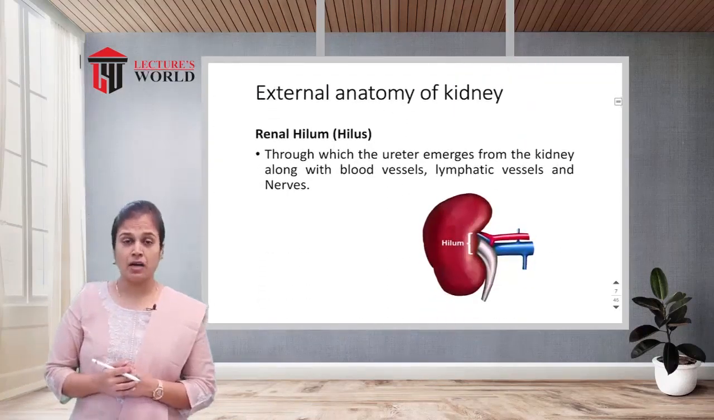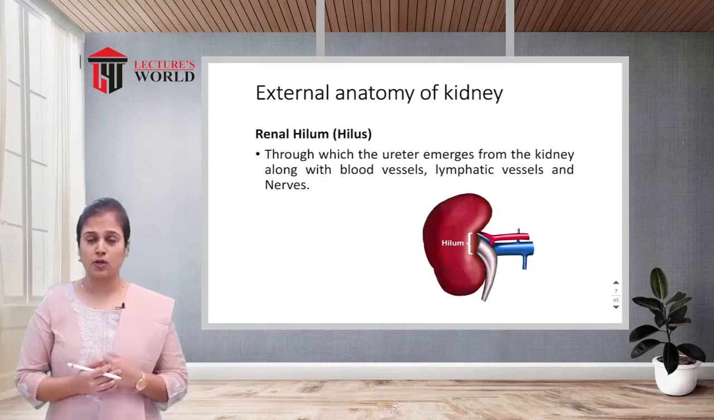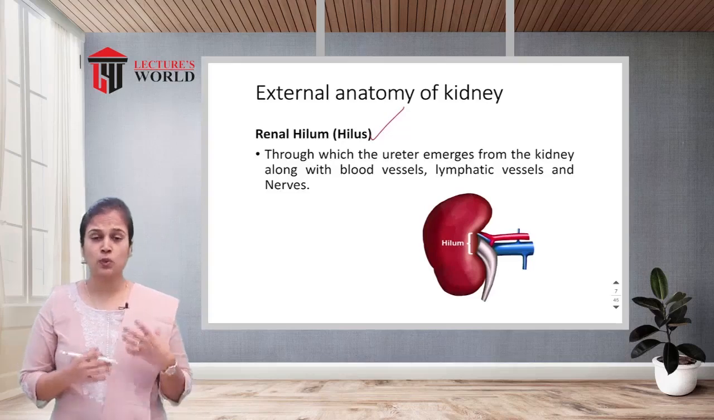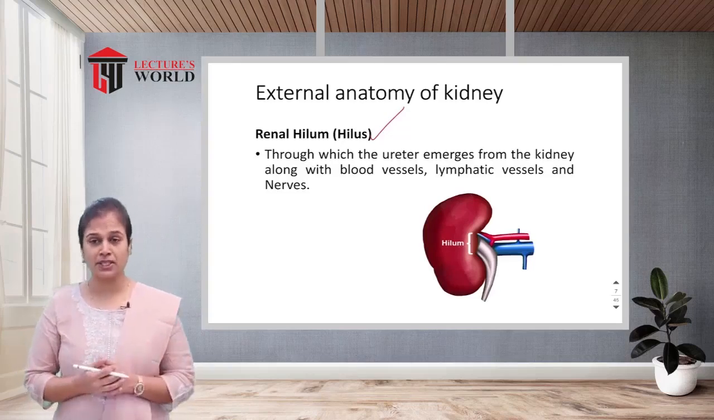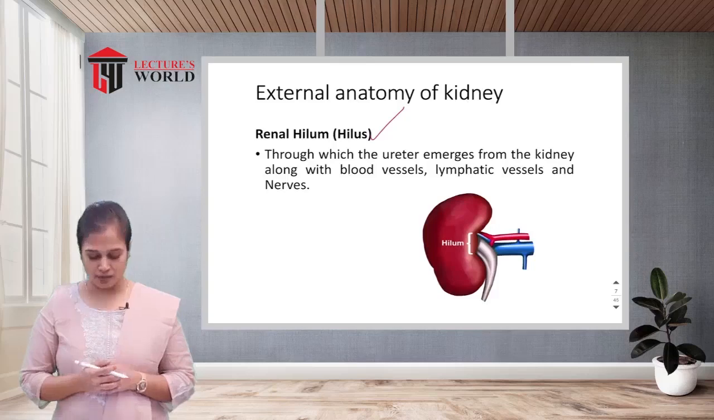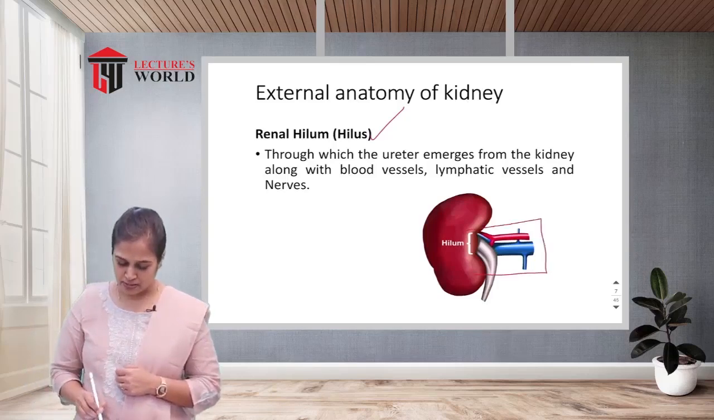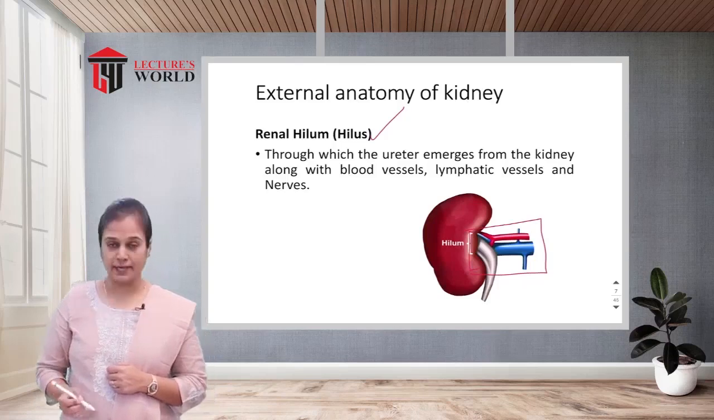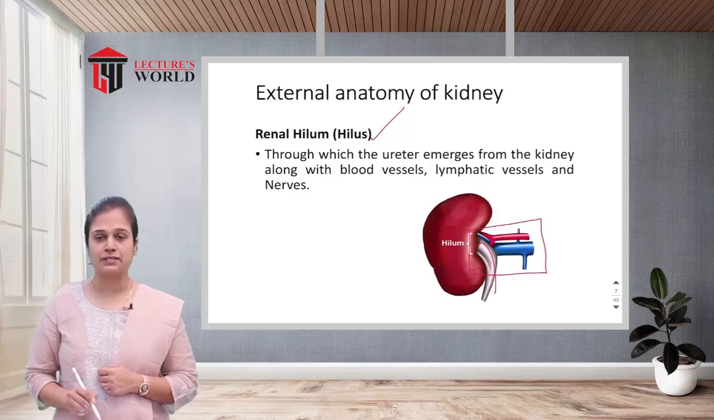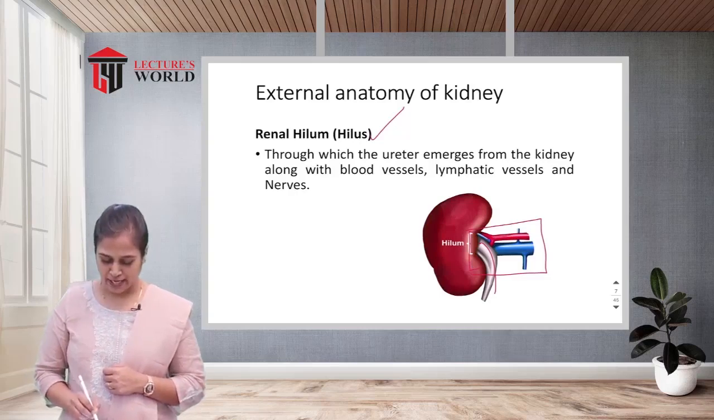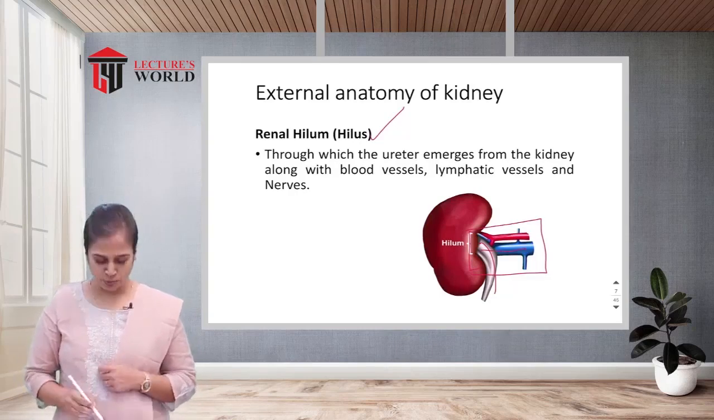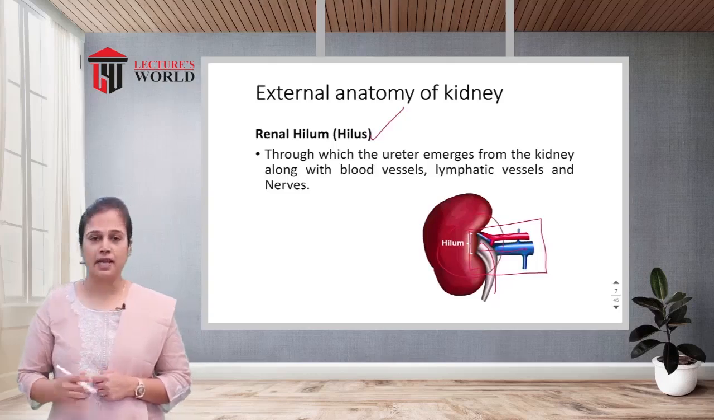In the external anatomy, there is a renal hilum. It is also called the renal hilus, through which the ureter emerges from the kidney along with the blood vessels, lymphatic vessels and the nerves. So you can see in the image, this is the area from where the ureter emerges from the kidney. Along with the ureter, the artery, veins, nerves and lymphatic vessels emerge, and this portion is called the renal hilum.